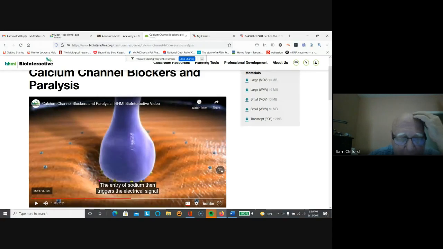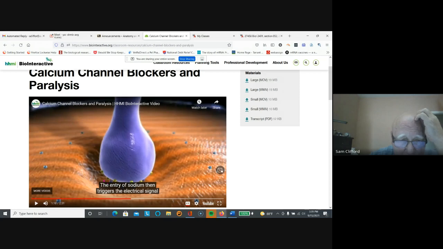These are called chemical gated channels. These sodium channels are opened by the neurotransmitter. This is the nerve ending. The gap is the synapse. A synapse means a gap between a nerve and a nerve, or nerve and muscle.